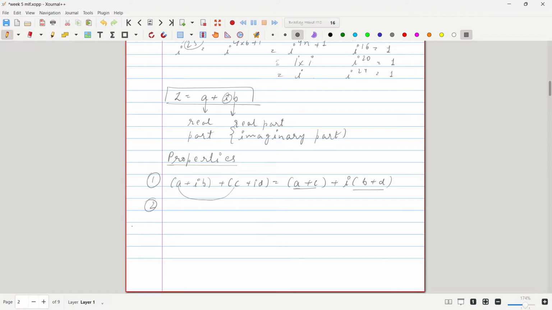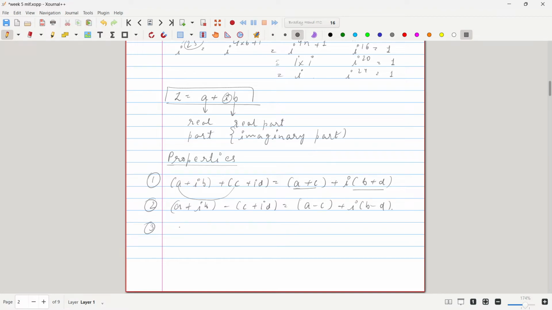Next property: the same goes with subtraction. a plus iota b minus c plus iota d. Again you have to subtract the real part from the real part, that is a minus c, plus iota times b minus d.